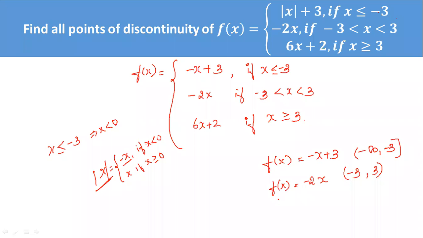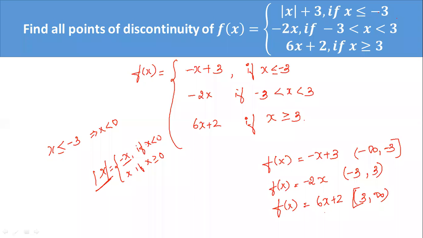Okay, so then what you have to check? You have to check f of x is equal to 6x plus 2 if x is greater than or equal to 3, which means you are including 3 till infinity. From 3 to infinity, the function is 6x plus 2. Now you have to check whether this function is continuous or not. So how many cases you have to check, students? Is it 3 cases?